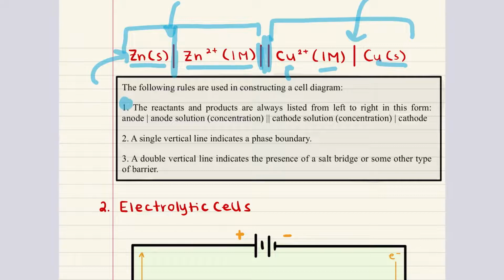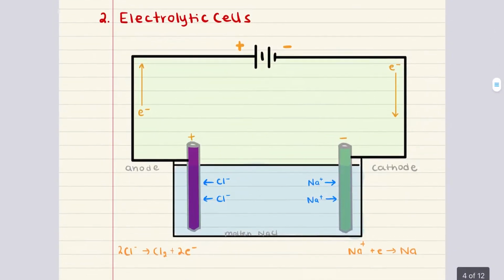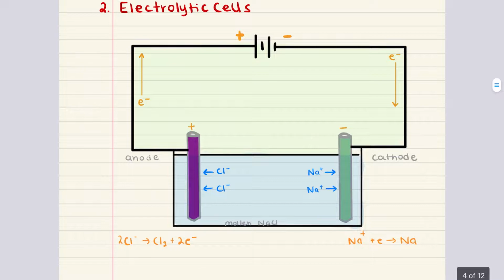First, the reactants and products are always listed from left to right in this form right here. All right, this is a very important form. Remember this for cell diagrams. The second rule is keep in mind that a single vertical line indicates a phase boundary. And the third rule is that a double vertical line indicates the presence of a salt bridge or some other type of barrier. Now that we understand cell diagrams, we can move into discussing electrolytic cells.